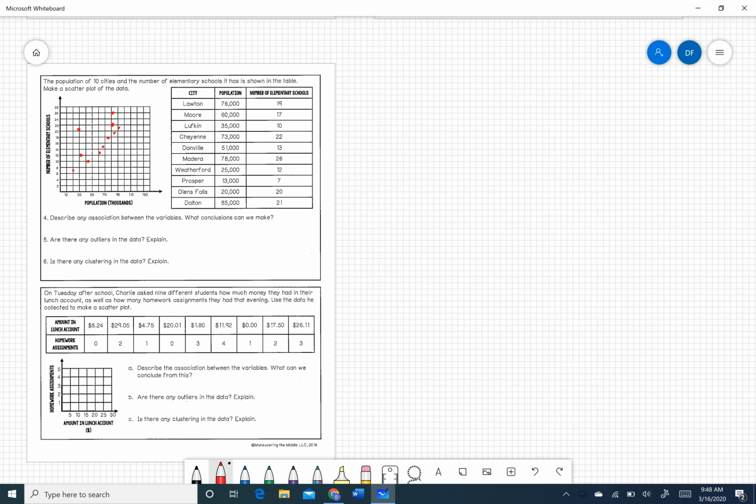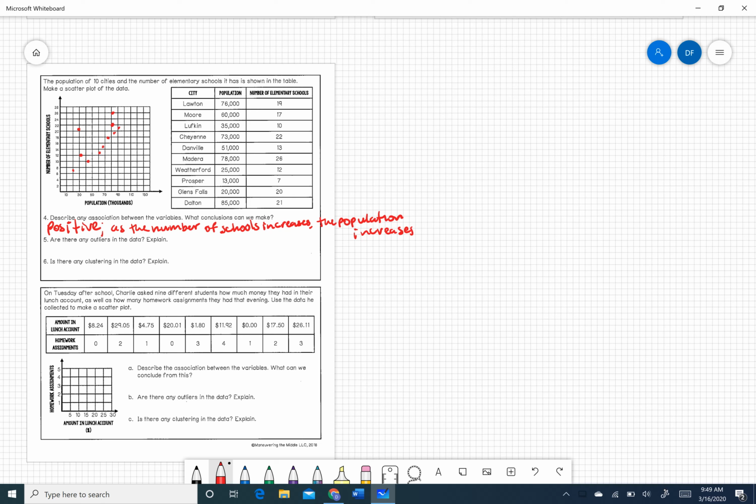So the first question is, describe any association between the variables and what conclusions can we make? We can talk about something that we talked about yesterday, and so we can definitely say that there's a positive association, right? So we can say that as the number of schools increases, the population increases, right? Or vice versa. As the population increases, the number of schools will also increase, right?